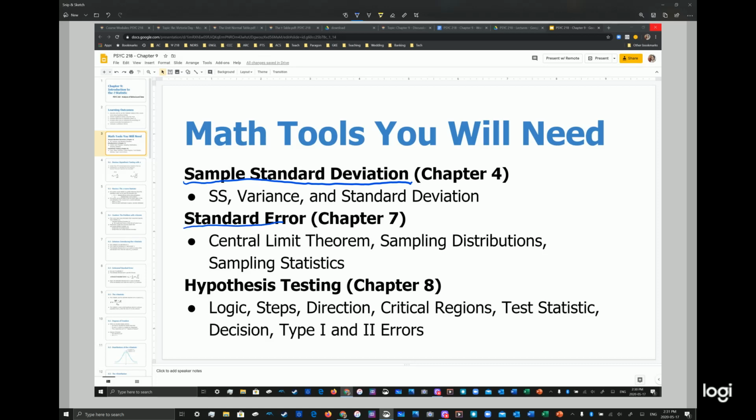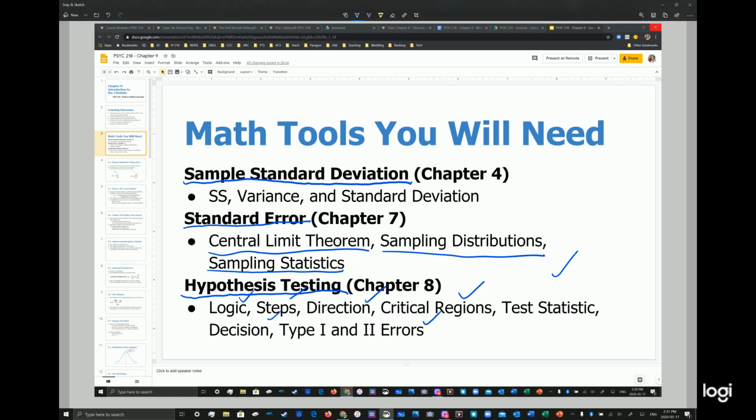Next, we also want to see how standard error is different in t-distribution or t-tests. And so a sound knowledge of things we learned before from chapter 7, like the sampling distribution, sampling statistics, and the theorem that explains how we can do it, the central limit theorem, would be useful as well. And finally, because we're doing hypothesis testing, we want to make sure we know the logic, the steps, the direction, the critical regions, the test statistic, the decision, and the types of errors we can make in hypothesis testing as well.